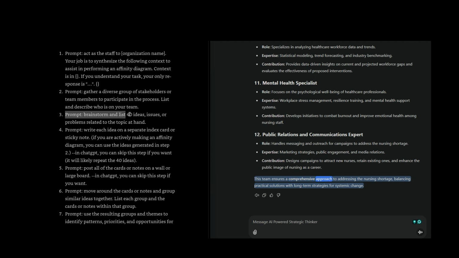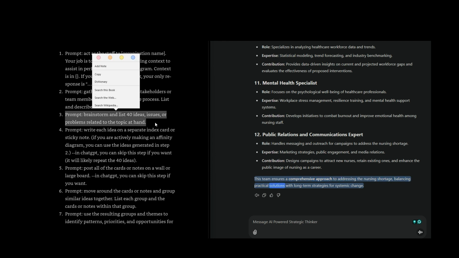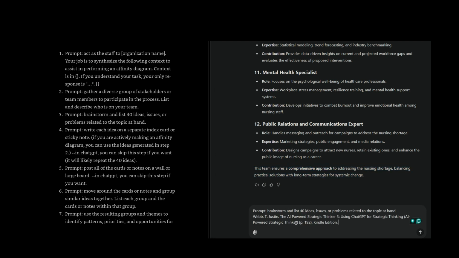This team ensures a comprehensive approach to addressing the nursing shortage, balancing practical solutions with long-term strategies for systemic change.